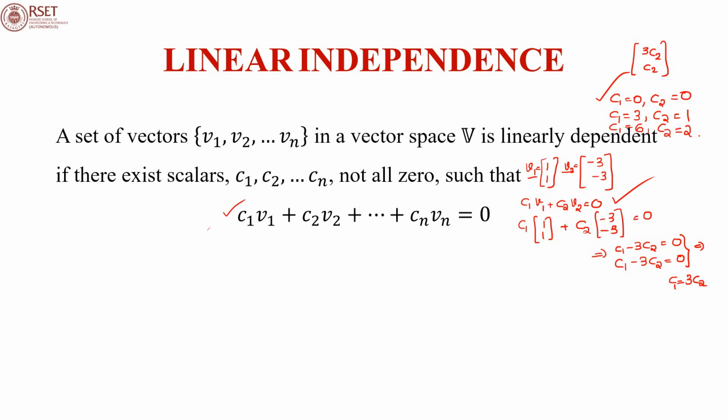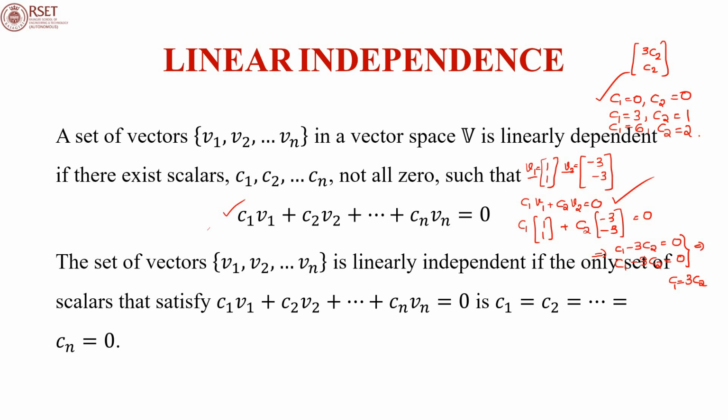Then what do you mean by a linearly independent system? The set of vectors is linearly independent if and only if they are not linearly dependent. That is, the only solution for the equation c1 v1 plus c2 v2 plus ... plus cn vn equal to 0 is c1 equal to c2 equal to ... equal to cn equal to 0.